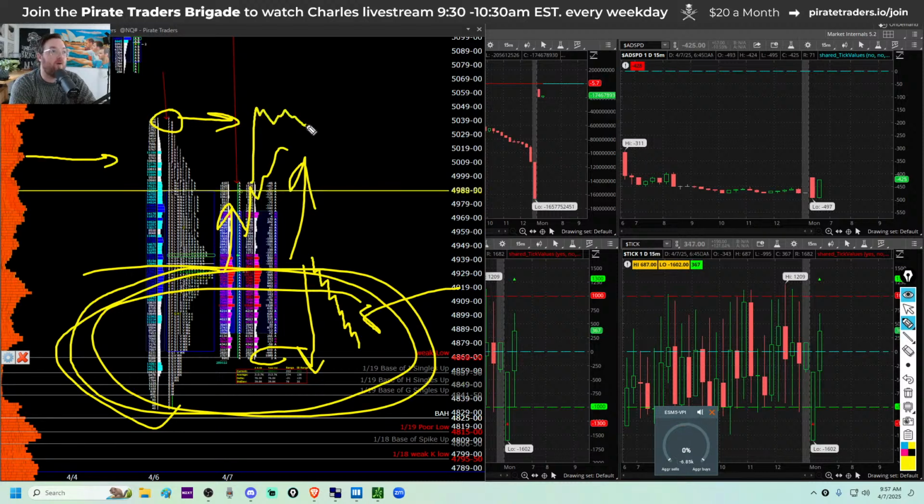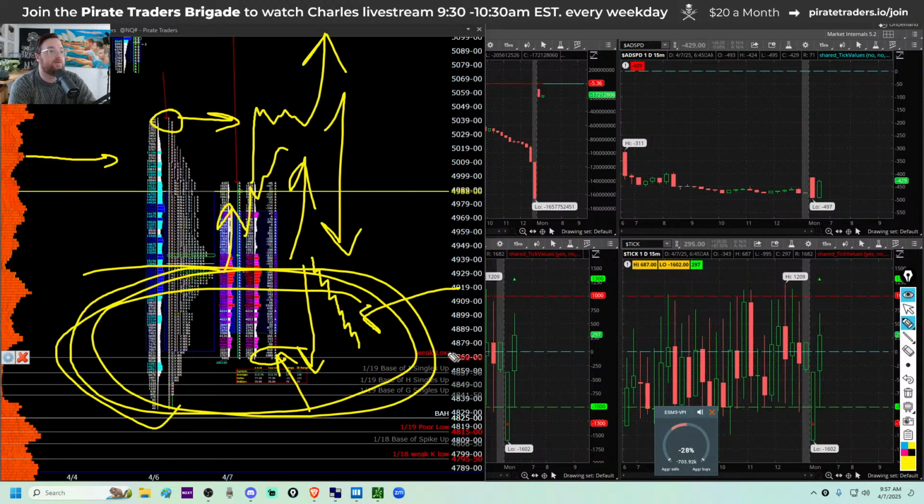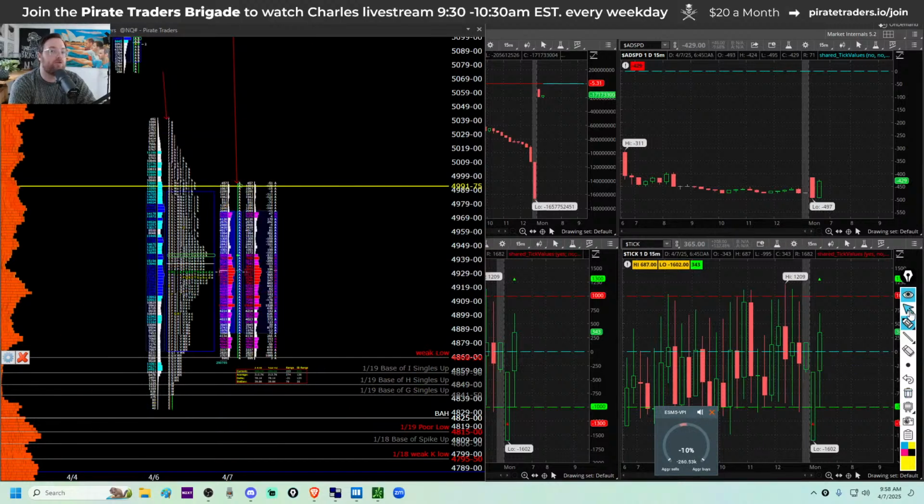If that keeps going, then we look for the gap fill. If we look above that area and fail and pull back down, then the lows are still in play. But as of now, there is a chance. We just made the low of the day, and now we're going to head up for a gap fill. And we're just watching momentum. This is all just based on momentum.